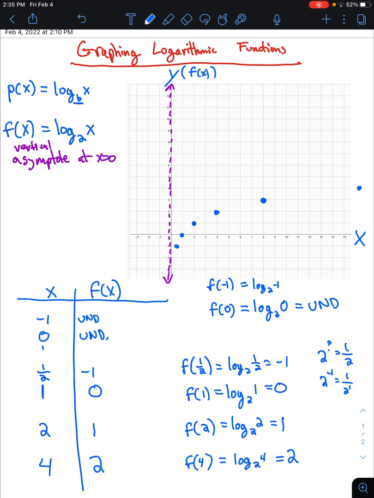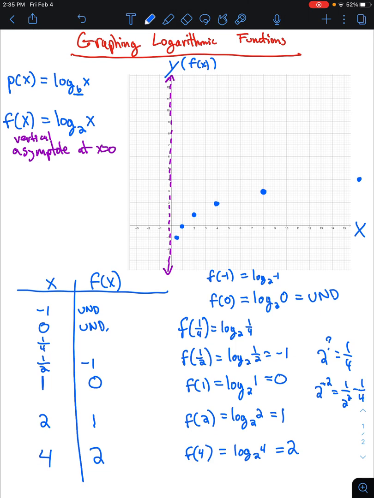So this is why we can have negative outputs, despite not being able to have negative inputs. I plot my point, and I can keep going. I can put in 1 over 4. So f of 1/4 is equal to log base 2 of 1/4. And this is saying 2 to what power is equal to 1 over 4. Well, 2 to the -2 is 1 over 2 squared is 1 over 4. So our log base 2 of 1/4 is -2. So we continue to decrease, and we can input increasingly small fractions and continue to output increasingly negative numbers.